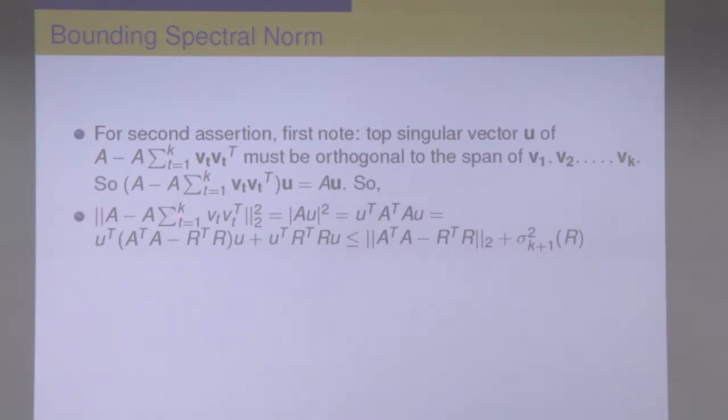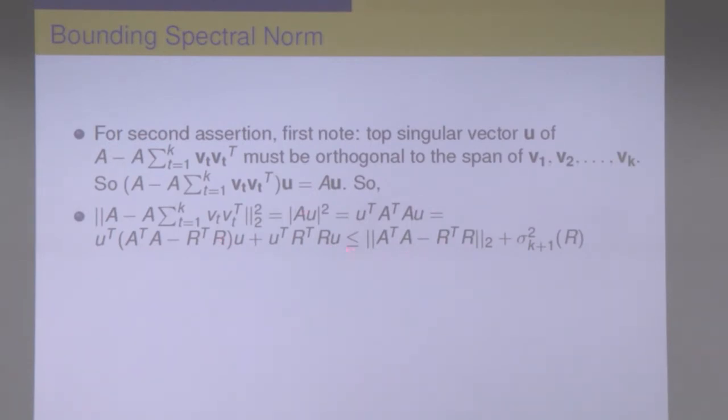So again, we do have to do some work. This is what I wanted to bound. So again, this is A, and this is a restriction of A to that subspace. I want to say the difference is small. And since the top singular vector is u, I get that. Now this trick again: I have A transpose A, and I'm going to add and subtract R transpose R. It's the same trick.